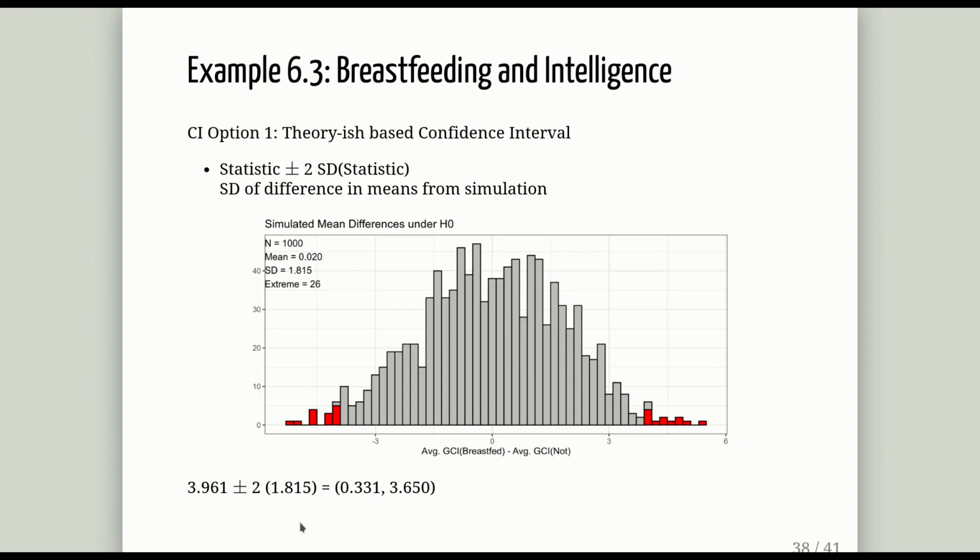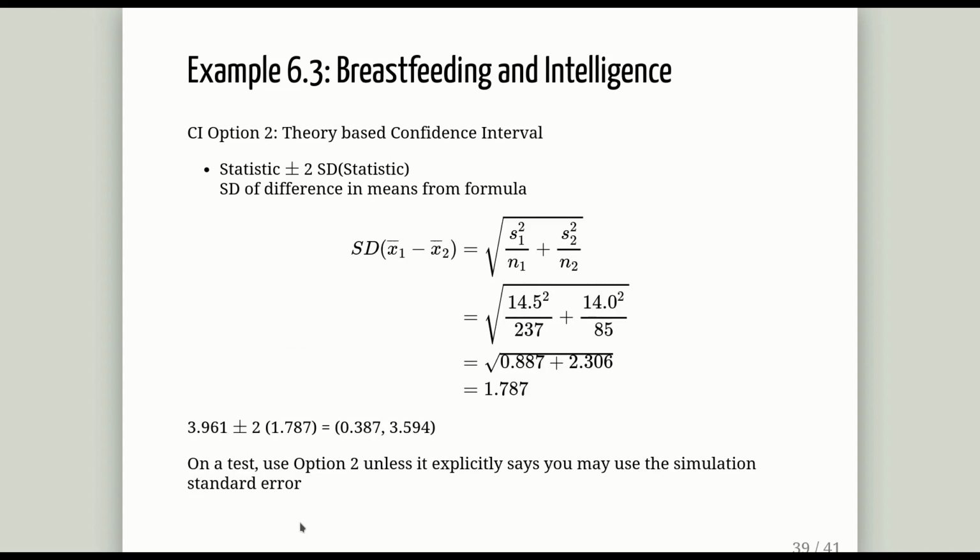So if there are maybe differences in variability between the two groups, as well as differences in means, and maybe differences in group size on top of that, maybe it would be a problem. I don't know. But by far the better option is option 2, which is to calculate the full-on theory-based confidence interval using the formula for the standard deviation of the mean difference. So the standard deviation of the mean of group 1 minus the mean of group 2.